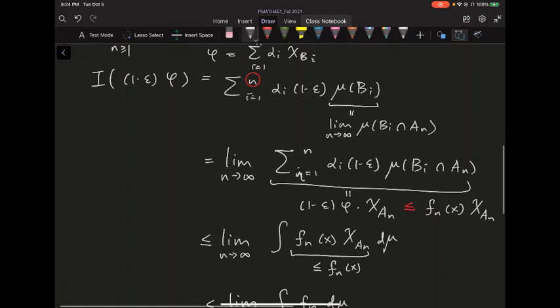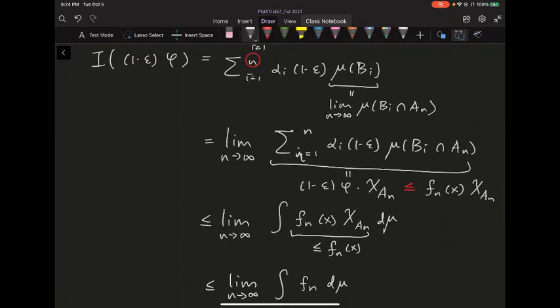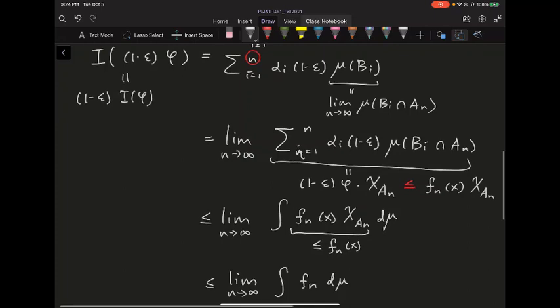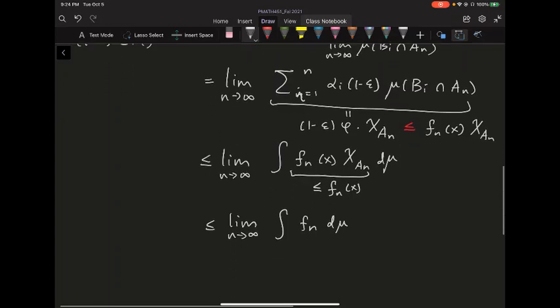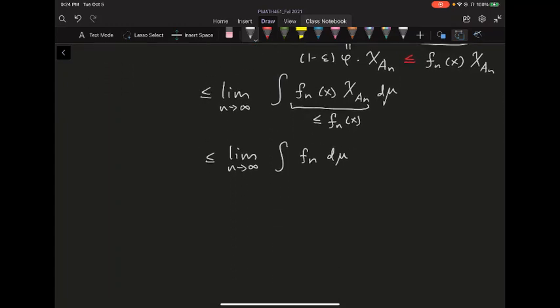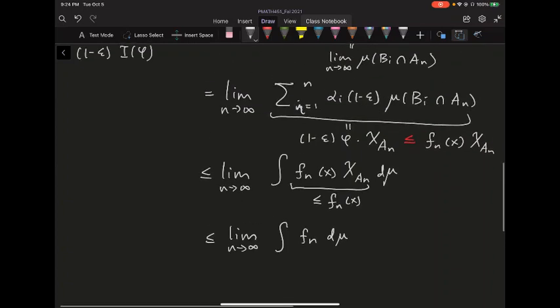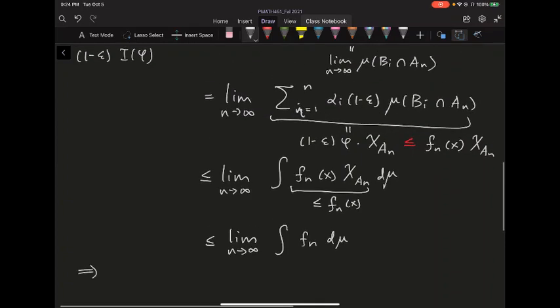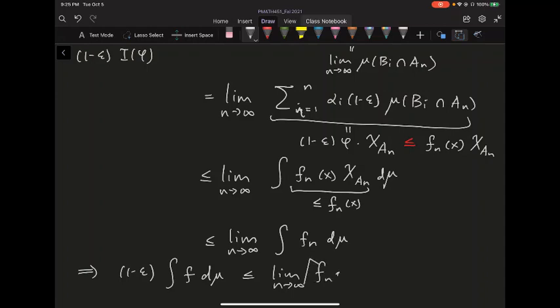So what we get is that I of (1 minus epsilon) phi, which is (1 minus epsilon) times I of phi because the I function is linear, is less than or equal to this limit. Because epsilon is arbitrary, and I take the supremum over all these simple functions phi, on the left-hand side I get (1 minus epsilon) times the integral of f d mu, and it will be less than or equal to the limit on the right-hand side, the integral of fn d mu.